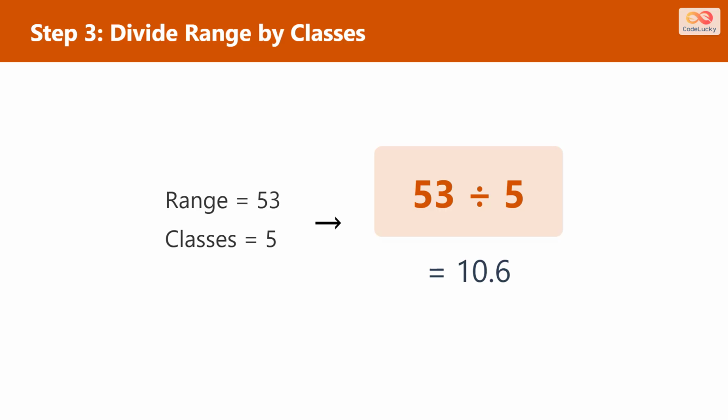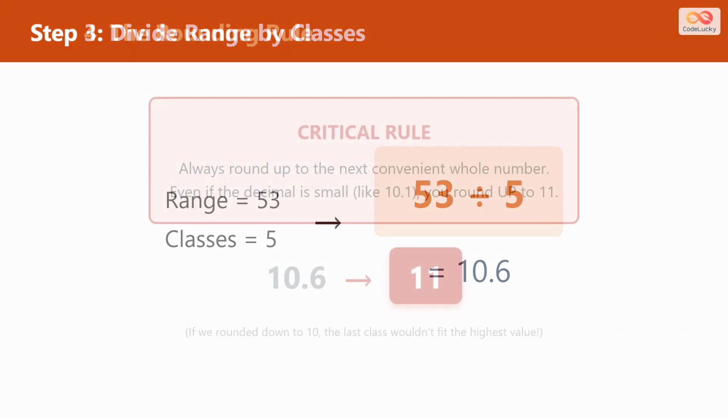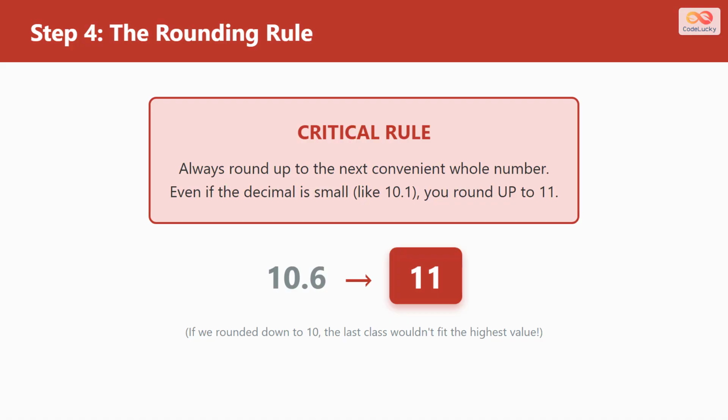Now, we divide our range of 53 by our chosen number of classes, which is 5. 53 divided by 5 equals 10.6. This is the most critical step where many students make a mistake. You must always round the result up to the next convenient whole number to ensure all data fits. Even though 10.6 is close to 11, if we had 10.1, we would still round up to 11.